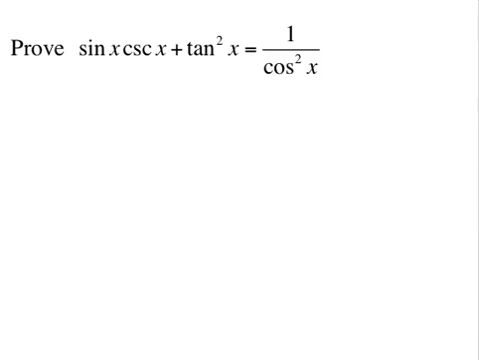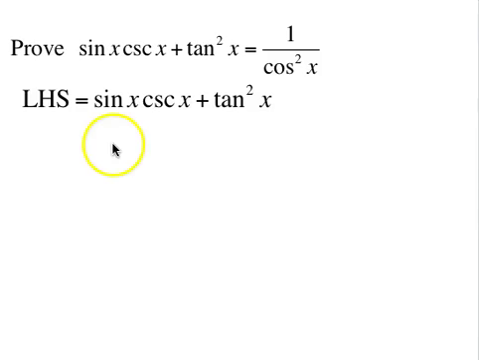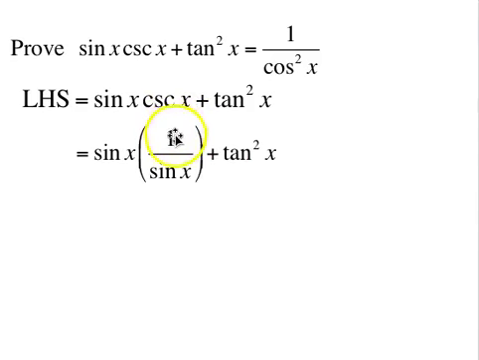First question is to prove that sine x times cosecant x plus tangent squared x equals 1 over cosine squared x. I like to start with one side of the identity and then have a string of equals to equal the other side. So I'm going to begin with the left-hand side. The left-hand side is sine x times cosecant x plus tangent squared x. But cosecant x is 1 over sine x. So we get sine x times 1 over sine x plus tangent squared. Sine x times 1 over sine x is, of course, just 1. We get 1 plus tangent squared.